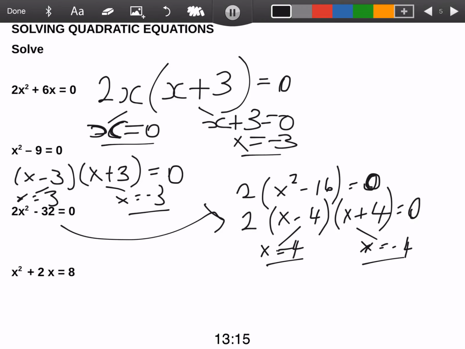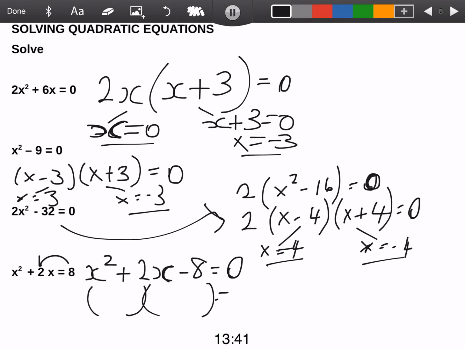And third, this one doesn't quite look the same as the rest. What's the difference? It's not equal to 0. If you're solving a quadratic equation, it must be equal to 0. This must be rearranged first. How do we rearrange it? Well, bring the 8 across, onto that left-hand side. X squared plus 2x minus the 8, bring the 8 across, it becomes a subtraction.